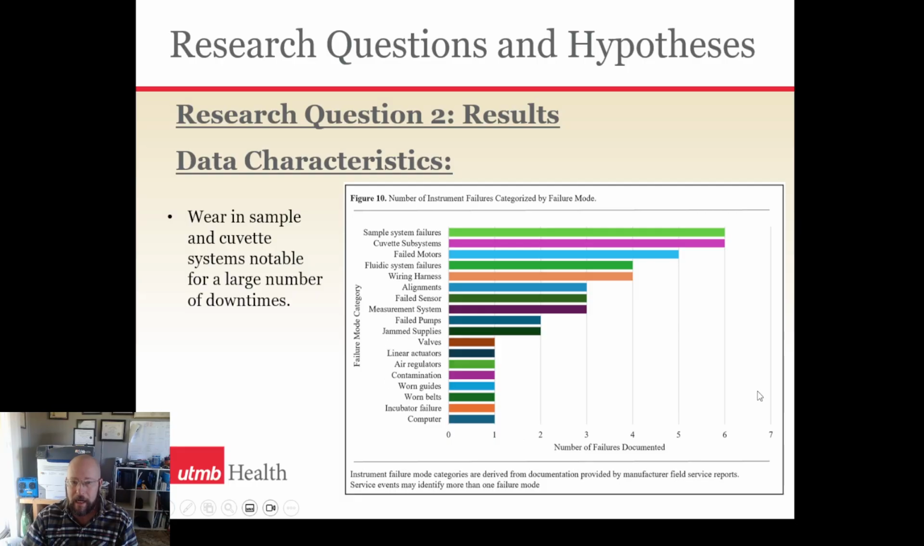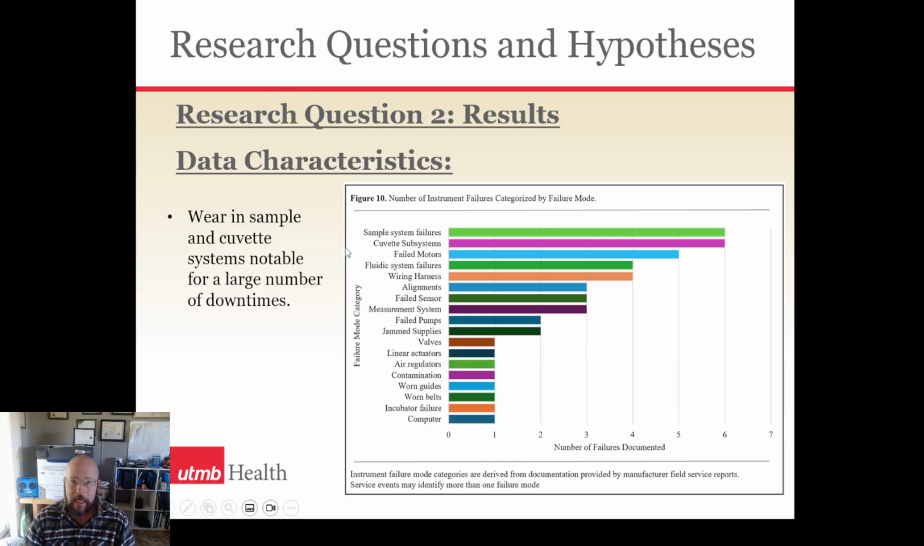And here's the types of instrument failures that we saw. Sample systems, cuvette systems, failed motors and fluidic systems. All these things are wear items on the instrument, and they're not typically user replaceable wear items. They're just things that are going to wear out over time, then you've got to call service in. And so you can kind of think about how these wear items would eventually cause delays in turnaround time.